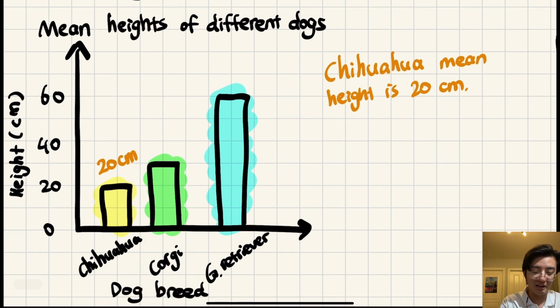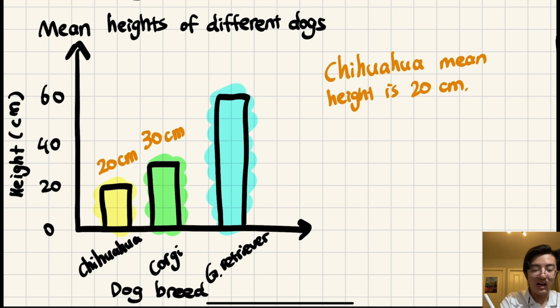Looking at the Corgis category, we could look at this green bar right here, we can trace it to somewhere in between 20 and 40, right? Since it's dead in the middle, we can just say that, look at this bar graph, the average height of a corgi is 30 centimeters.